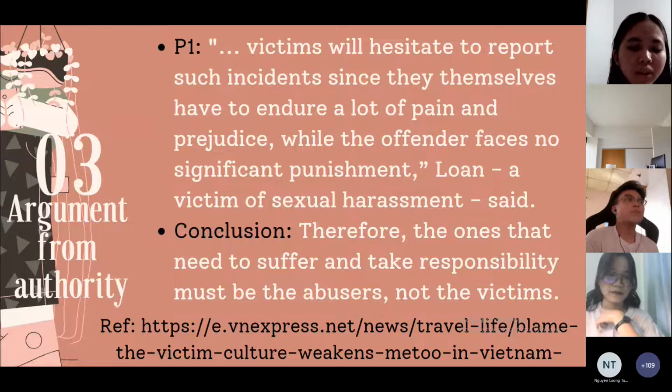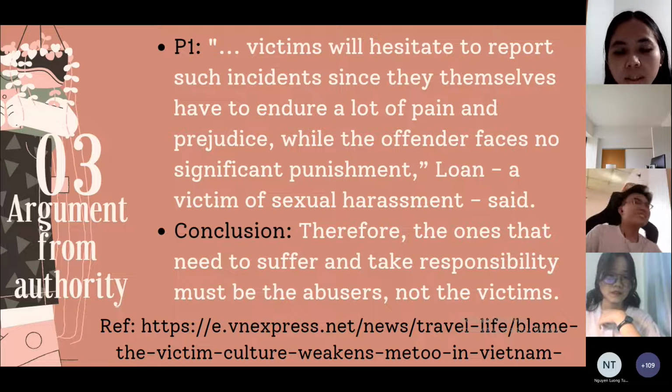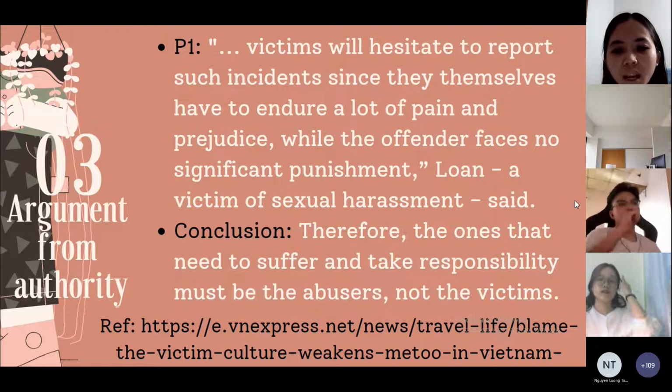In the third argument, I want to share with you a typical case. It happened in 2019, was published on some websites, and got a lot of attention. It happened to Lan, a victim of sexual harassment. After Lan pushed herself through the agony of detailing the sexual harassment she suffered at her colleague's hands, the punishment the man received was a penalty fine of 200,000 Vietnam dong, about $8.59.